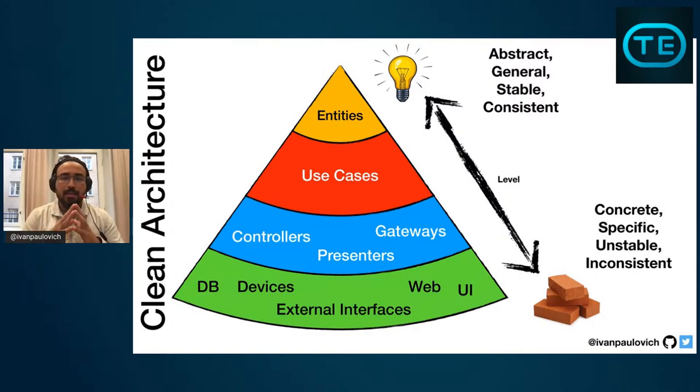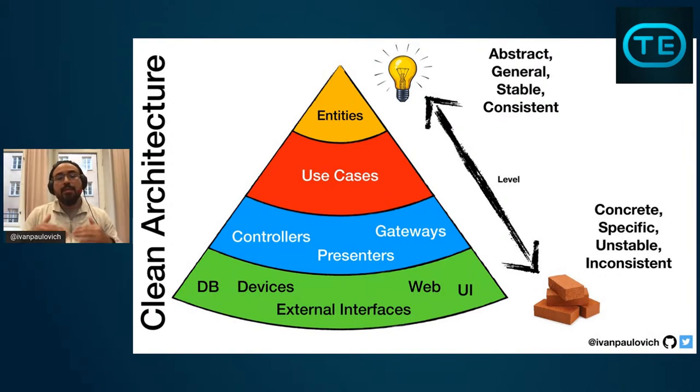Regarding abstractness, stability and consistency, let's just think like that. The more external to your application, let's say the green part here, the more specific it should be. If you have a web adapter, it should know about the web. It should know about JavaScript, HTML, and REST, for instance. The database, as an external component, should know about the database provider, protocol, and web clients should also know about all the protocols, REST, or gRPC, or whatever.